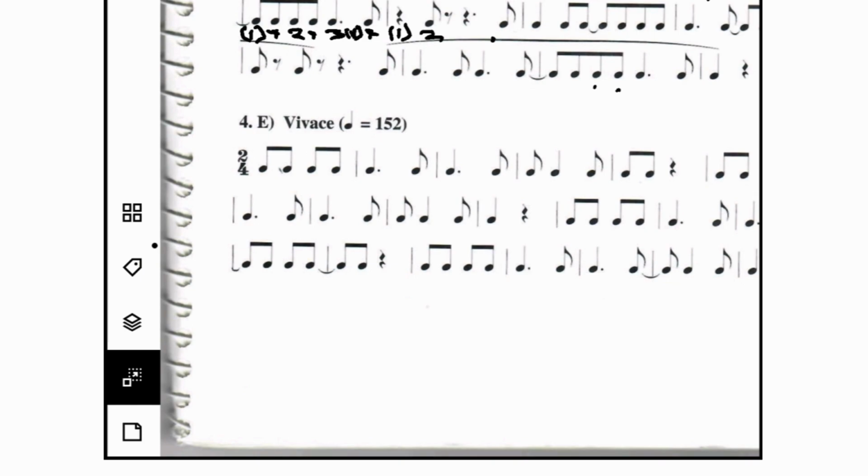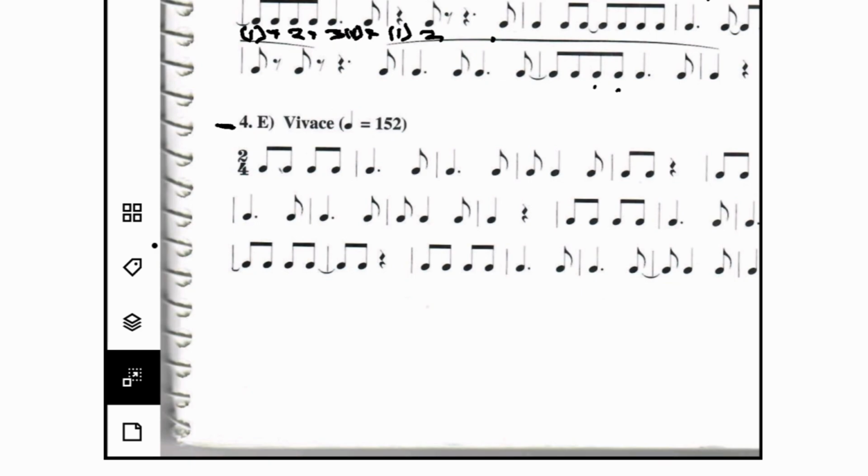Let's take a look at how a different time signature would give us the same rhythm if we convert from one duple simple meter to another. I'm looking here at this example that is 4E, and it's in 2/4 time. It's duple simple. But let's pick another duple simple meter.